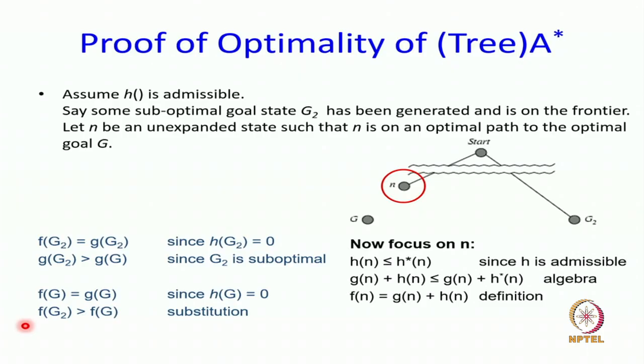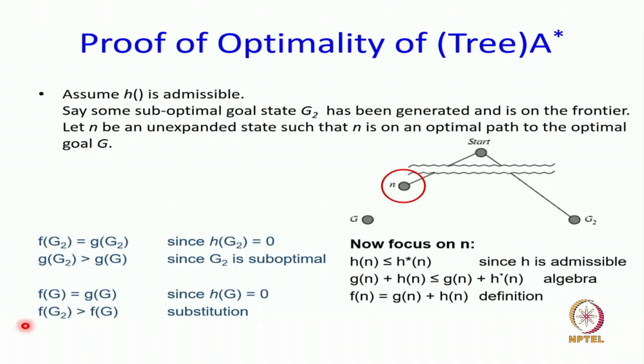And now, let us look at g n plus h star of n. What is g n plus h star of n? g n plus h star of n is the optimal cost: the cost to n and the optimal cost to g. Now, if I know that the path to g is the shortest path, this is the step, only one step is interesting here. The path to g is the shortest path.